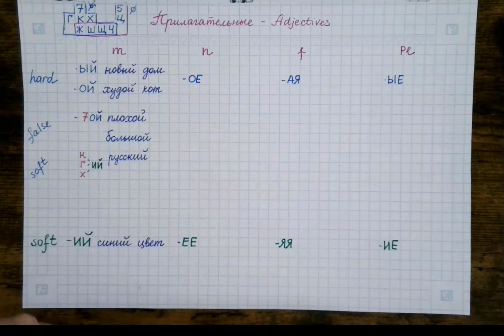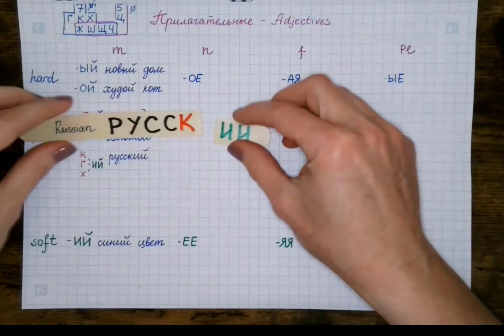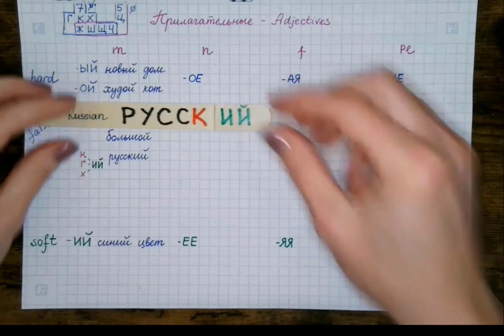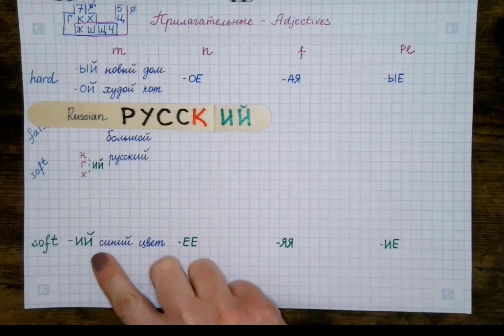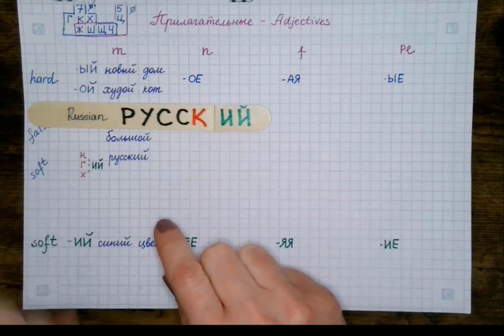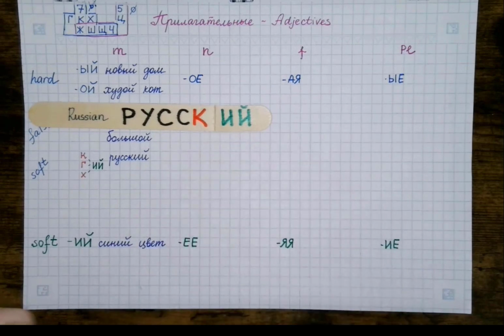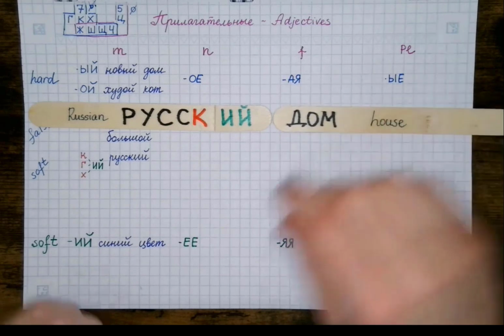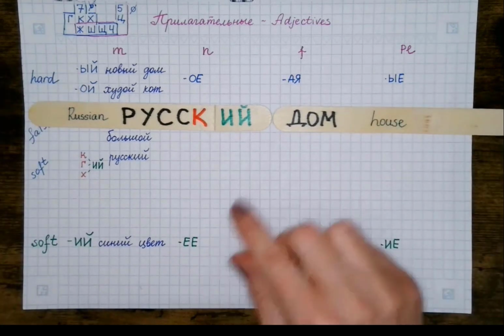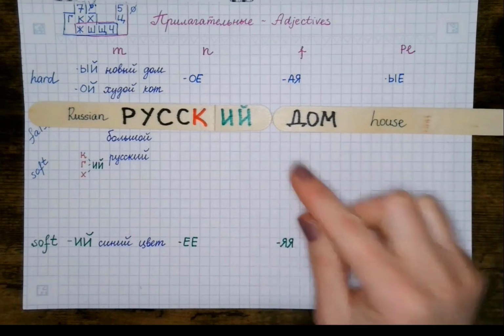Русский. Now let's see what happens with the word русский. So the word русский, which means Russian, ends in E. And E we consider the soft ending, but it's not soft, it's false soft, because it's only E because of this K in front of it, which is part of the 7 letters that cannot have Y in front of them. So for instance, to say a Russian house, we would say русский дом.